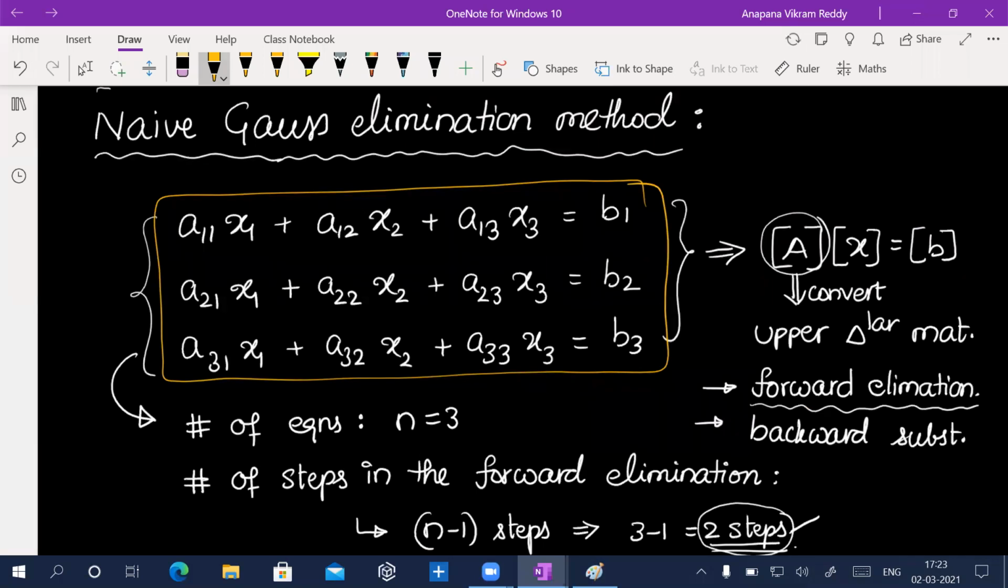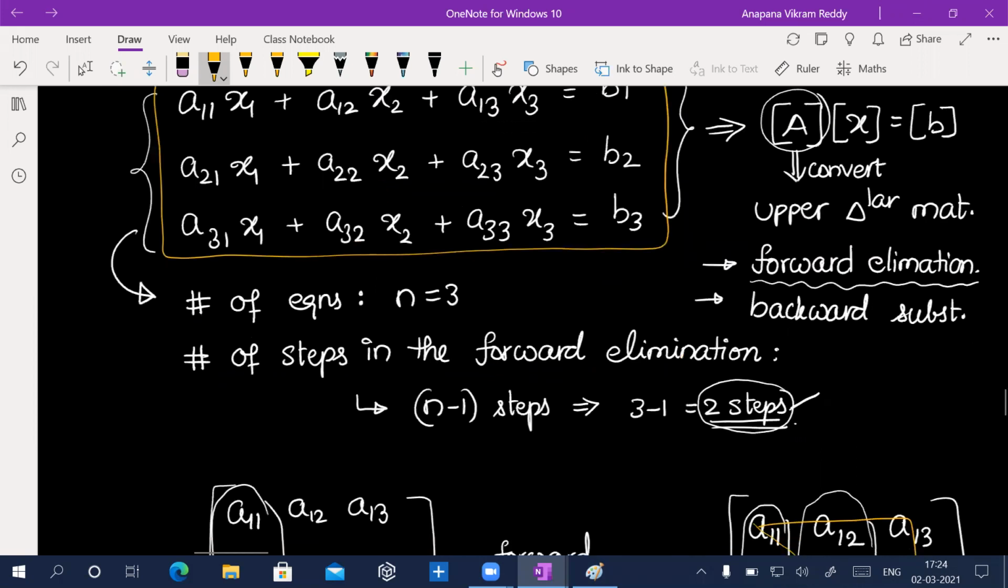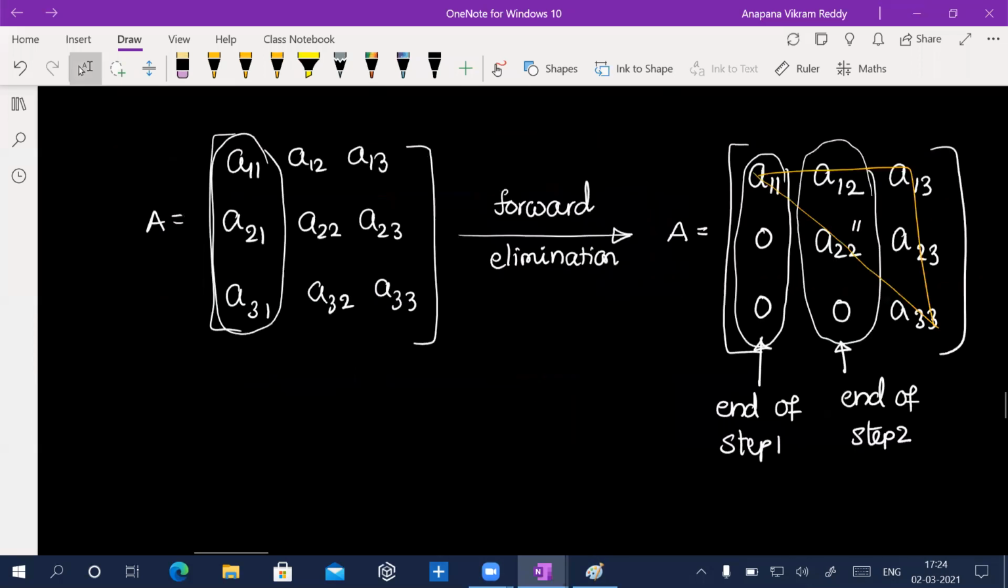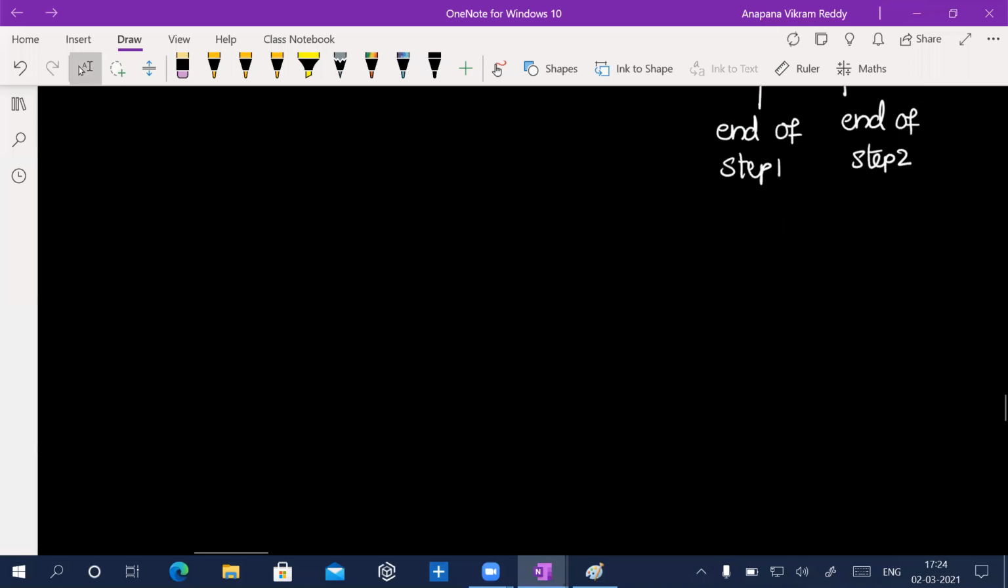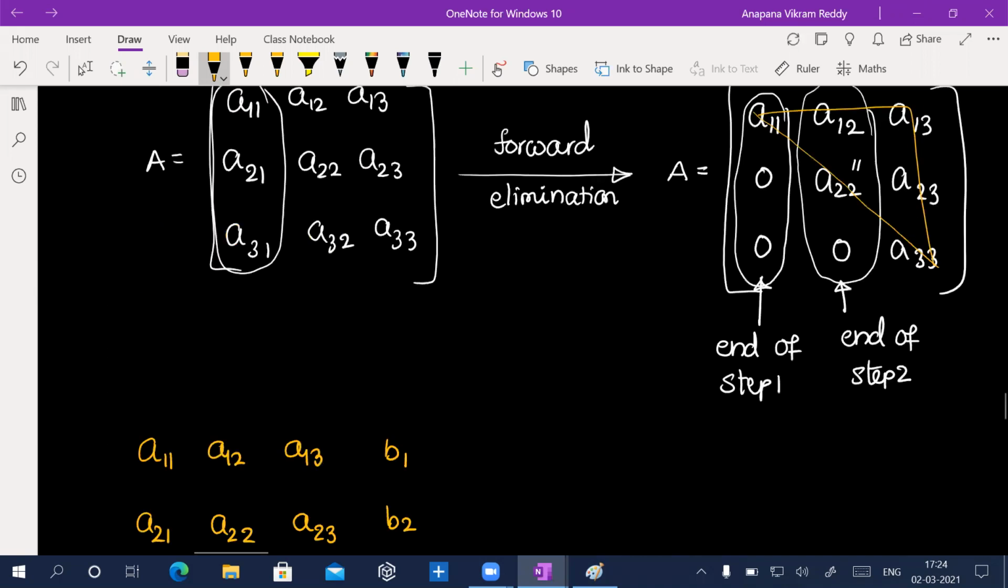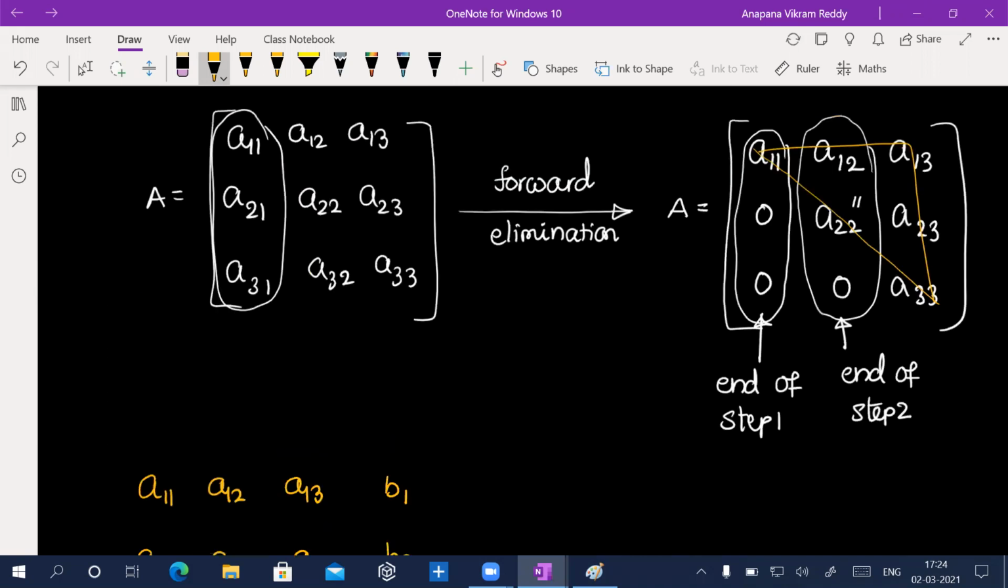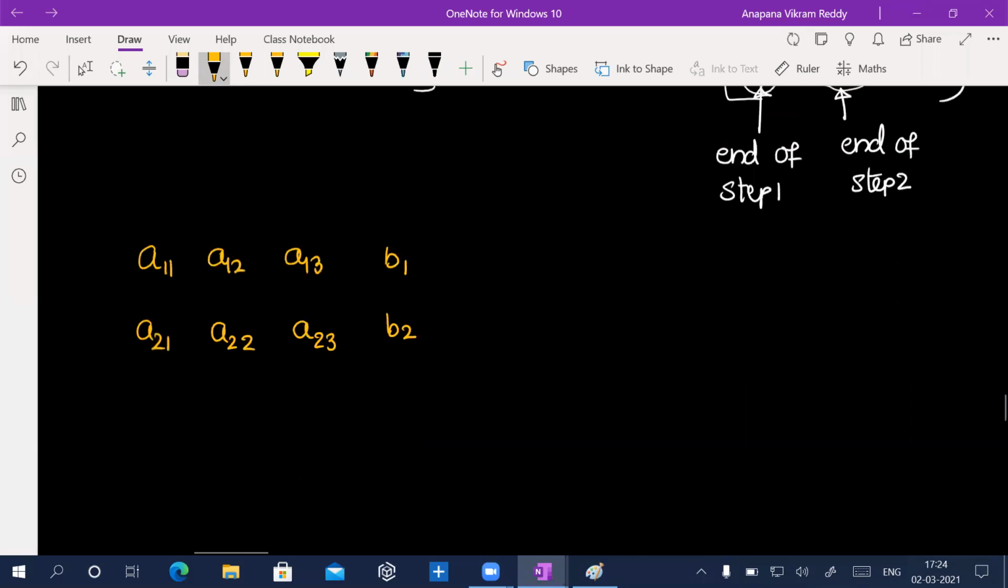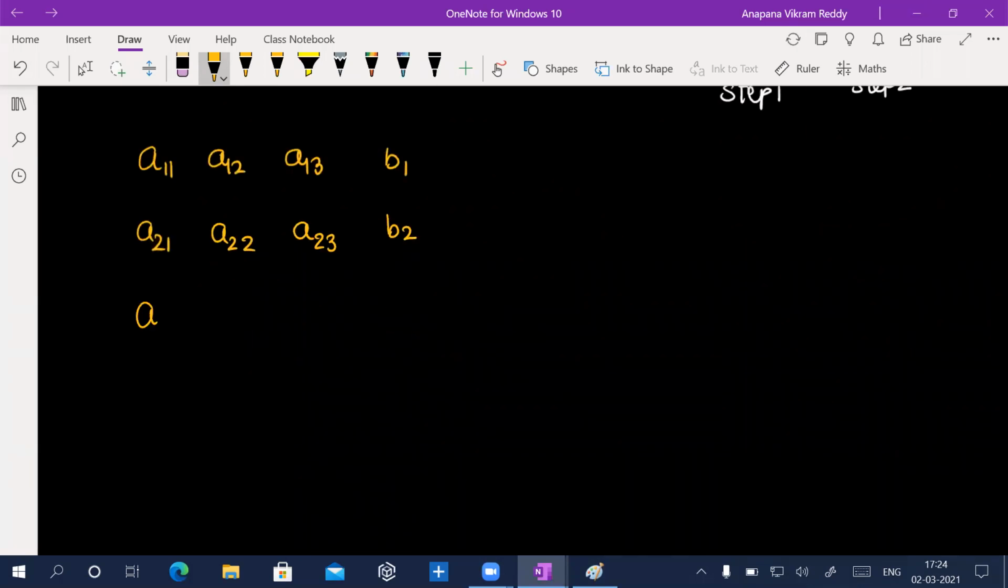So usually what I do is this. I'll put this in the augmented form, something like this. Say I have A11, A12, A13, and I'll put B1 here, okay? So A21, A22, A23, and so how do we make a beautiful coefficient matrix on the left into an upper triangular matrix on the right through the forward elimination process? That we will see now, okay?